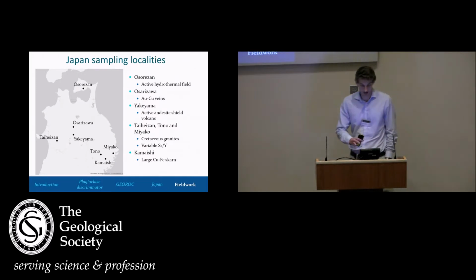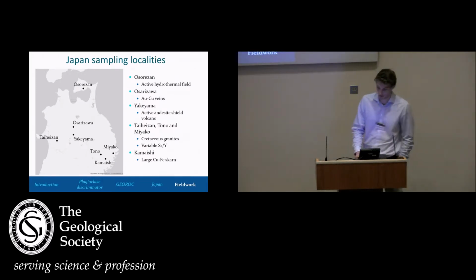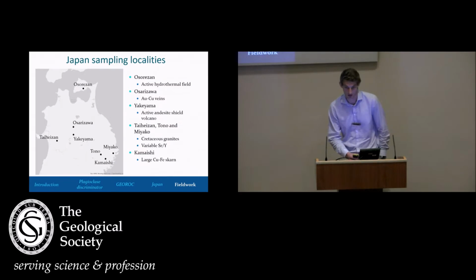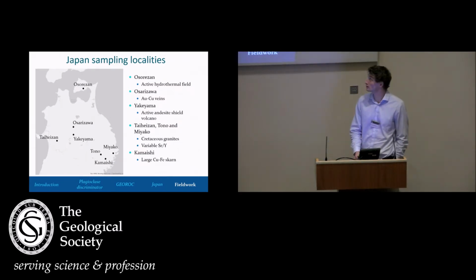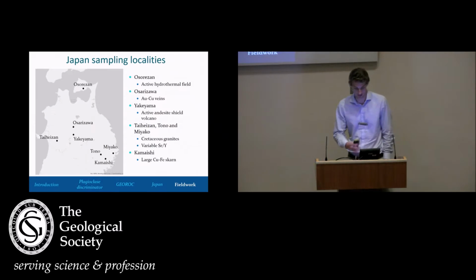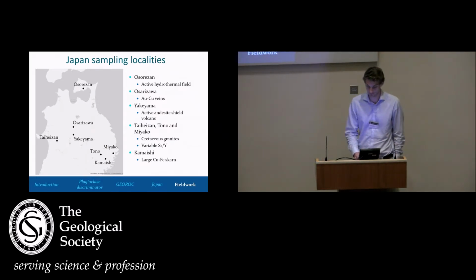So this is where we visited. The Osarizan field is a Quaternary age field that's mainly dacite in composition, but it's active at the moment, precipitating high levels of gold and arsenic. The Osarizawa site is a closed mine, a polymetallic site where they extracted mainly copper and gold within quartz veins. So I think this is an intrusion-related deposit.